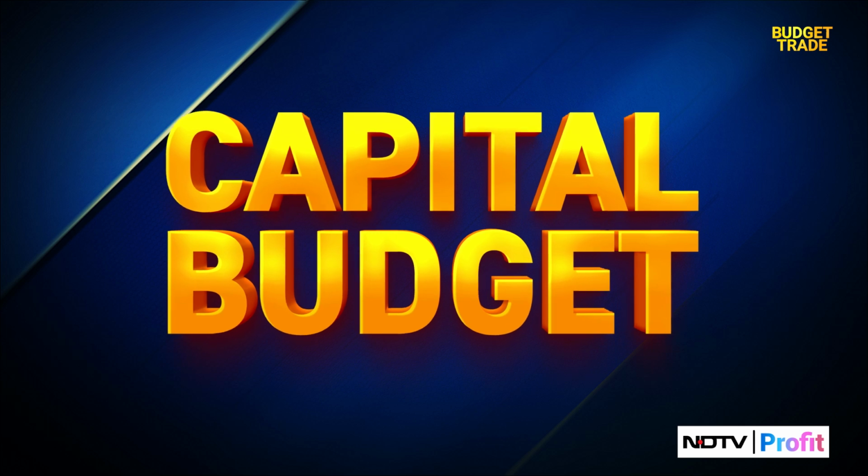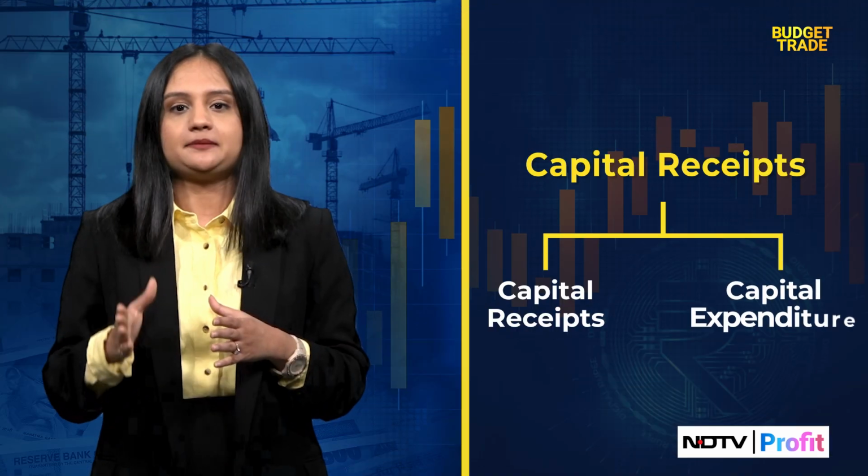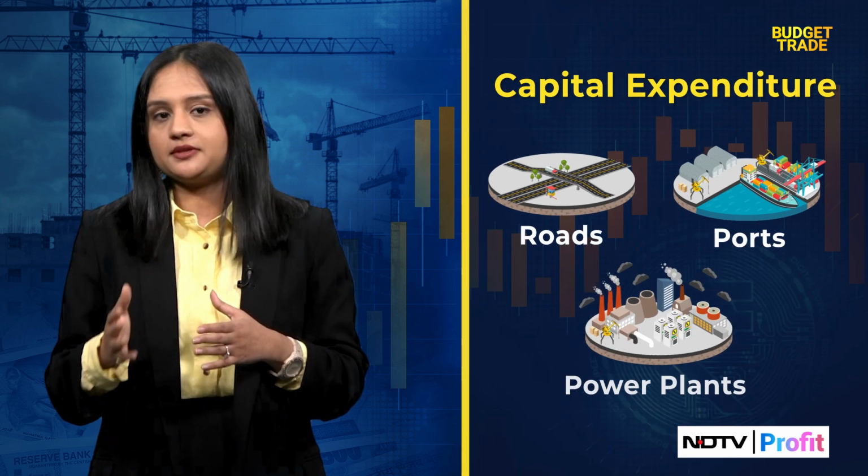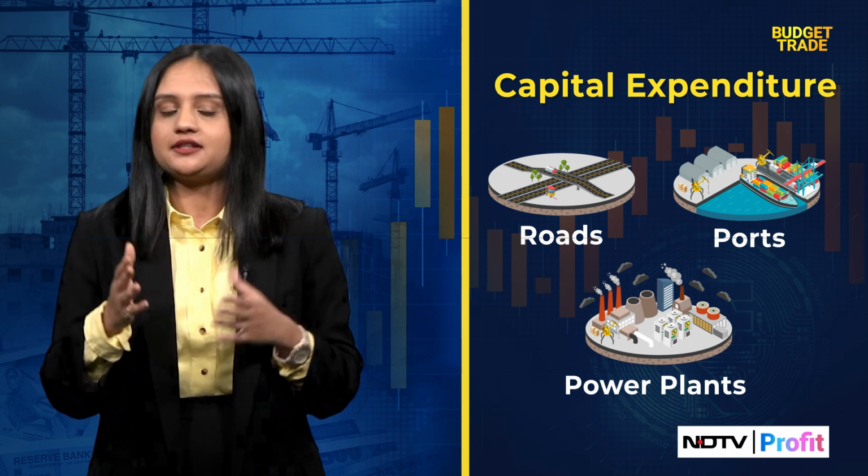The capital budget includes capital receipts and capital expenditure. Capital receipts are the funds the government gets from borrowing or selling assets. Capital expenditure is the money spent on creating long-term assets like roads, ports, powers, and plants.